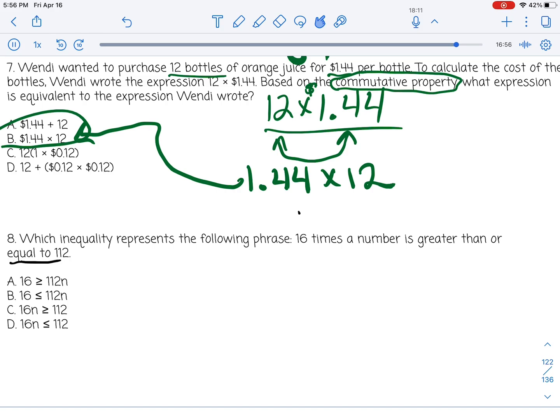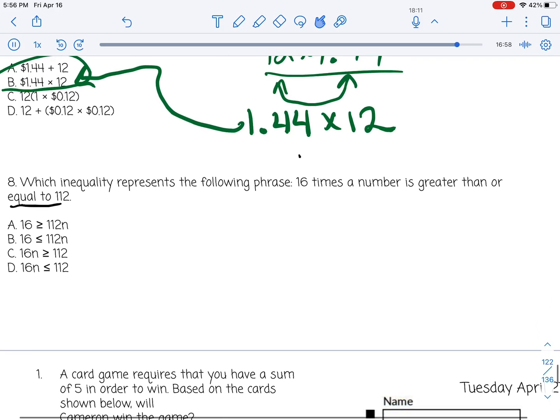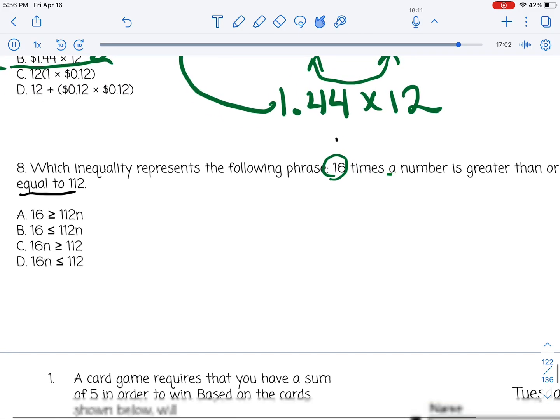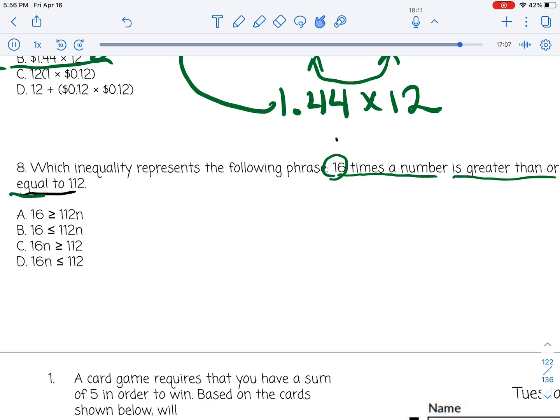All right. Number 8, which inequality represents the following phrase? 16 times a number is greater than or equal to 112. So let's cover up our answer choices and just look at this. Let's write this out. Remember when I told you when we have a variable, I like to define my variable. So it says 16 times a number. Well, I don't know what the number is, so I'm going to let n equal number.